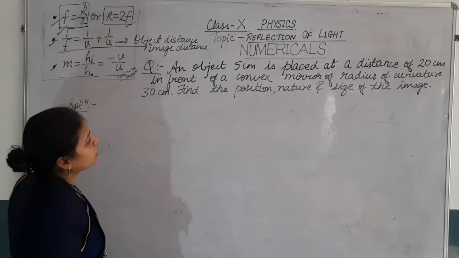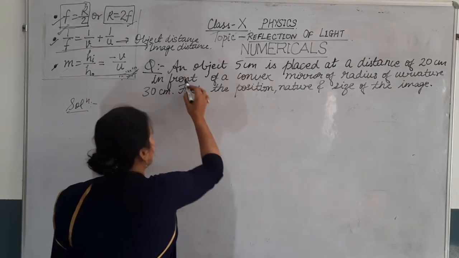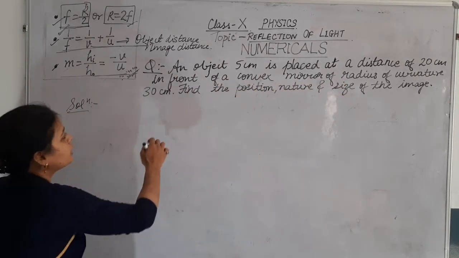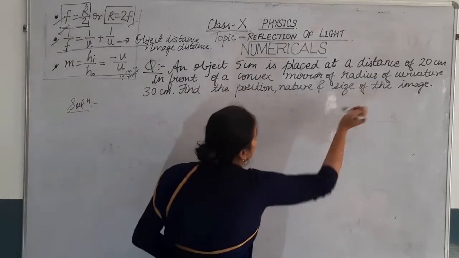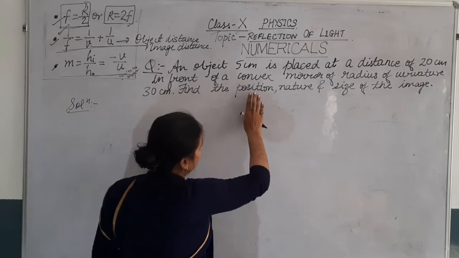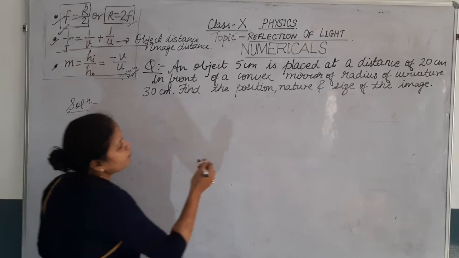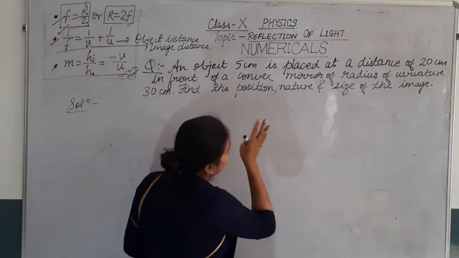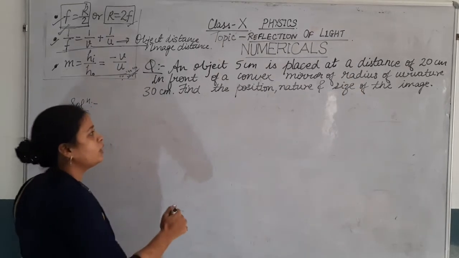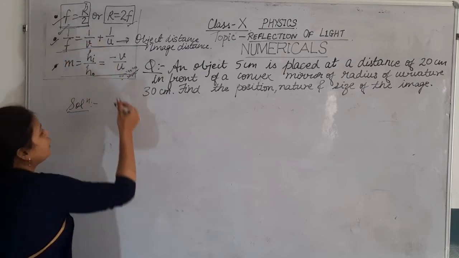So here is another question, it is also from your NCERT. It is the case of convex mirror. An object 5 cm is placed at a distance of 20 cm in front of a convex mirror of radius of curvature 30 cm. Again in this question we have to find out the position, nature, size of the image. Same thing is here. If we compare it with the previous question, in that focal length was given, but in this question radius of curvature is given. So we will find out the focal length using this very first equation.